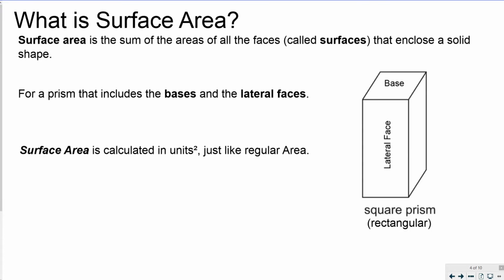So let's talk about what surface area is. Surface area is the sum of the areas of every face, called surfaces, that enclose a solid shape. For a prism, that includes the bases and the lateral faces. Surface area is calculated in units squared, just like regular area. You can see the rectangular prism here. The surface area would include all three faces that we can see, and then the three faces that we cannot see as well.